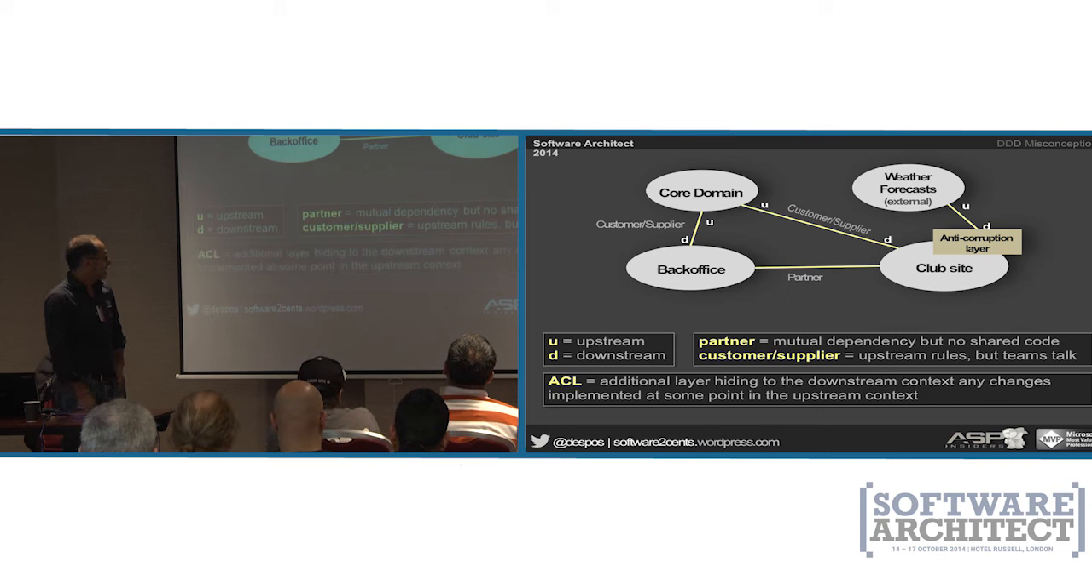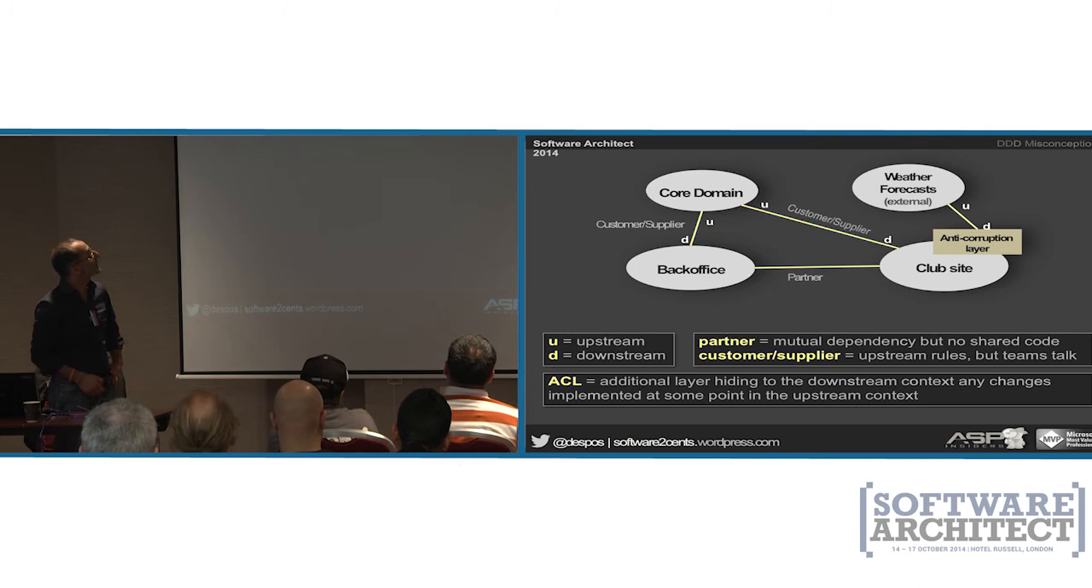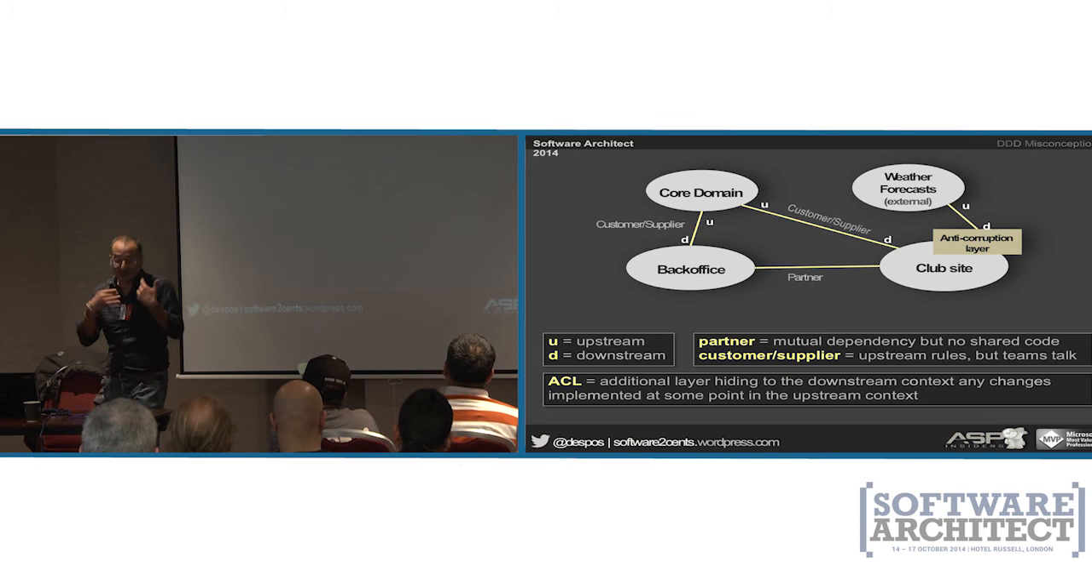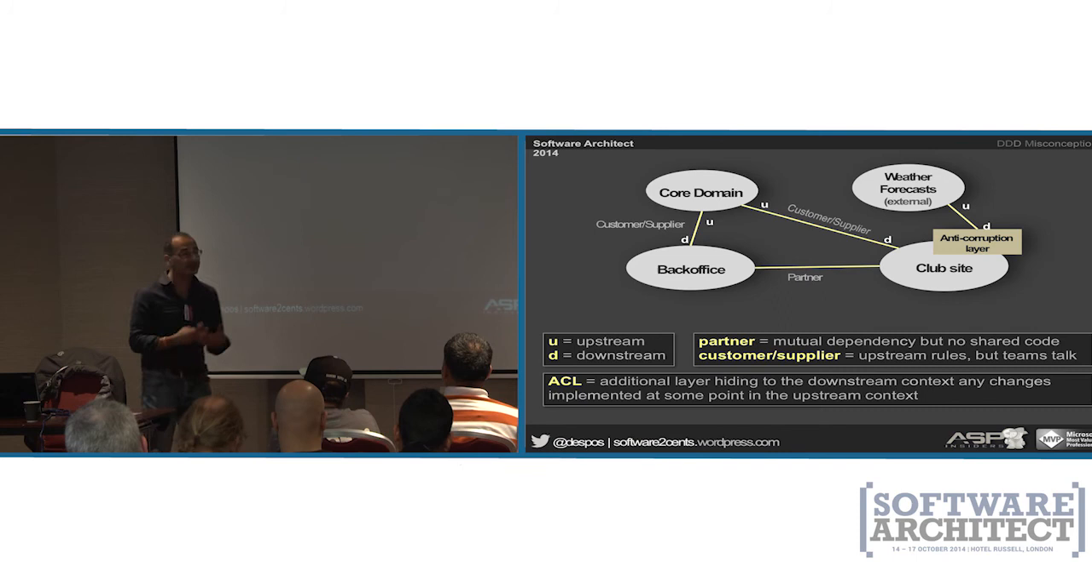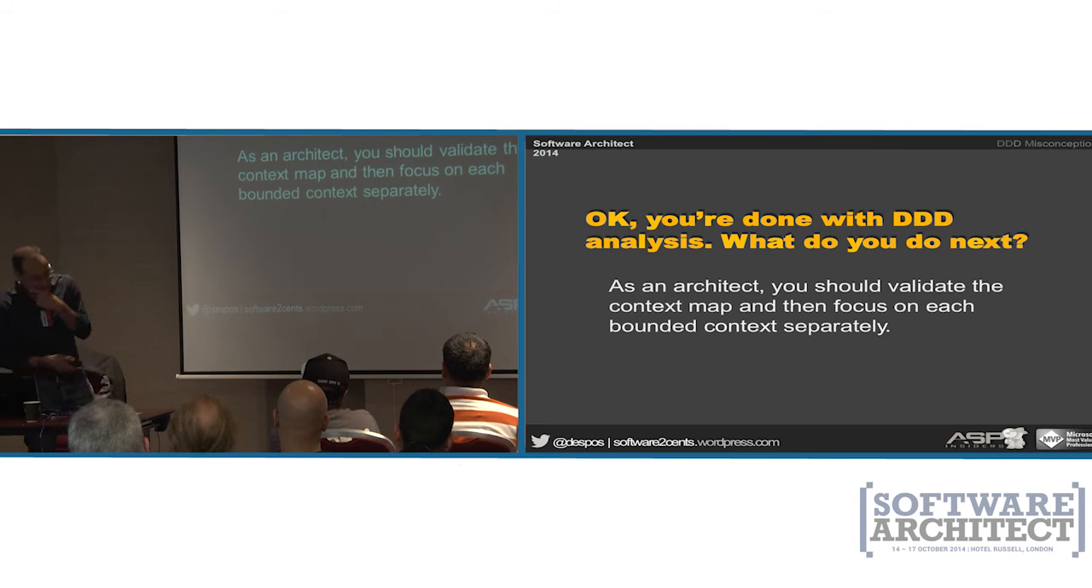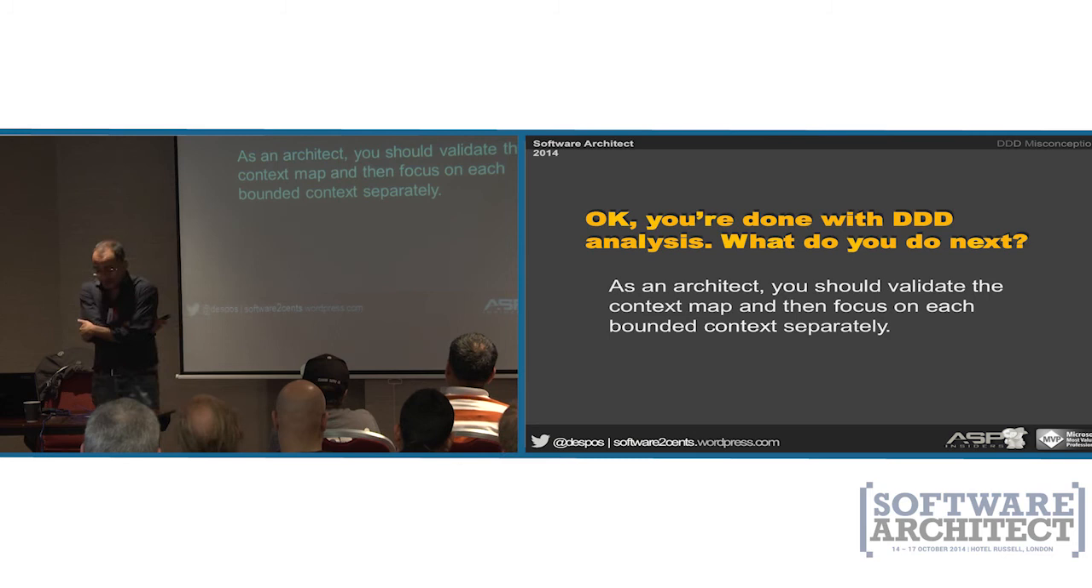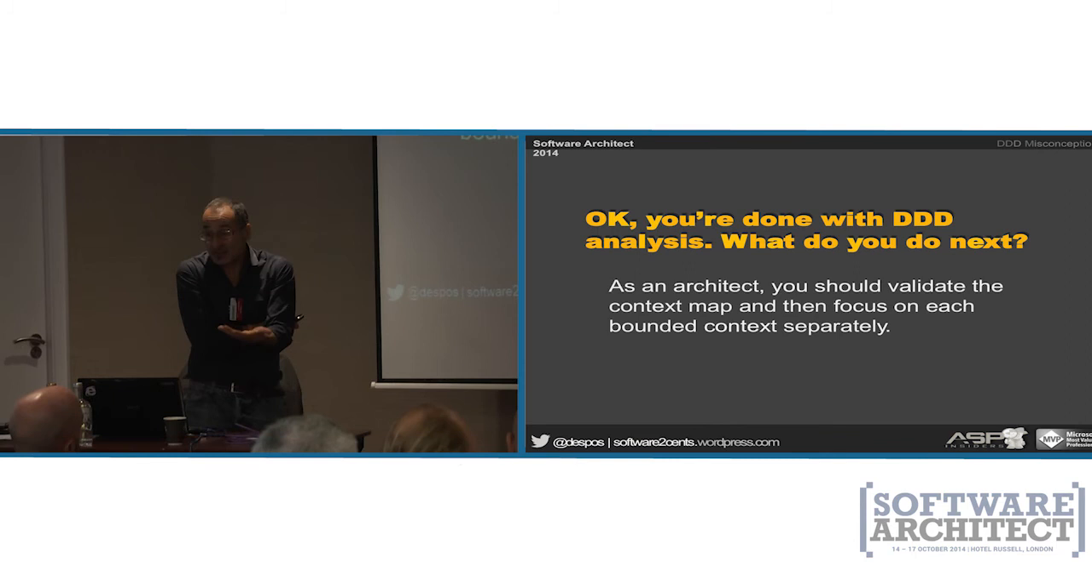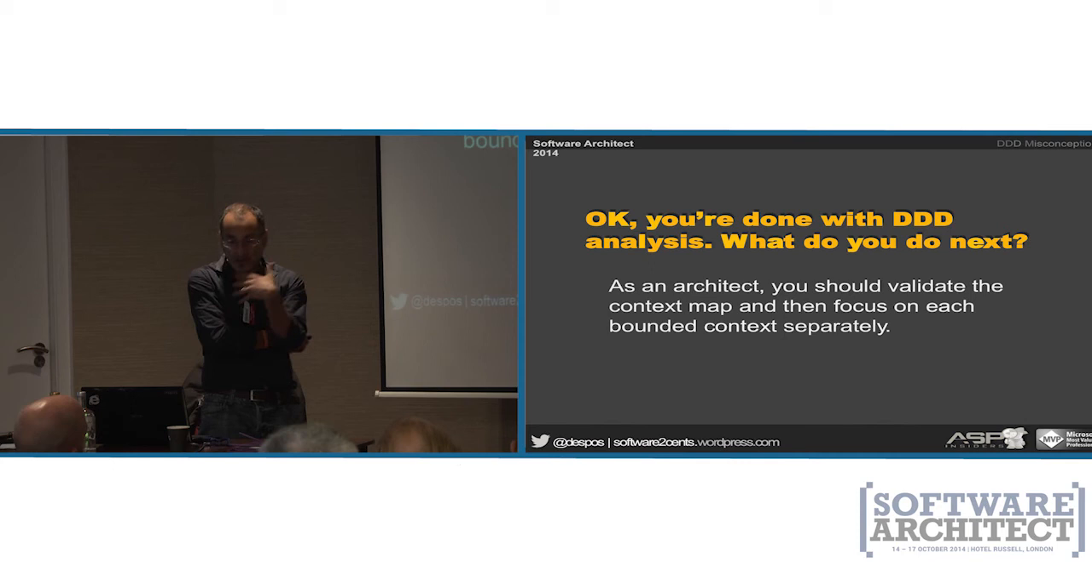Okay, just a slide to summarize what I just said. This is the essence, my personal summary of domain-driven design. You're done with DDD analysis. What comes next? As an architect, you should validate the context map, ensure that it's really matching the expectation of the customer. And then, once the map is approved, or signed off, you focus on each bounded context separately.